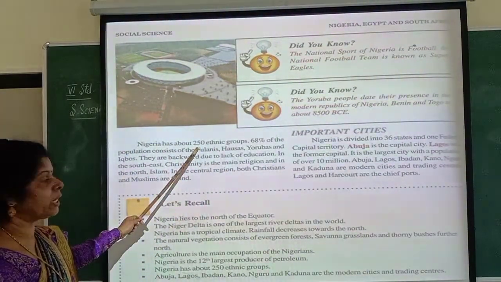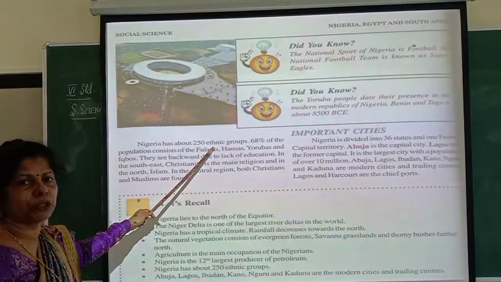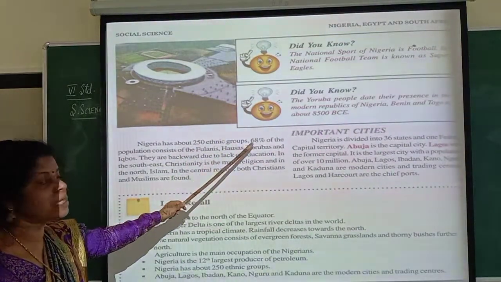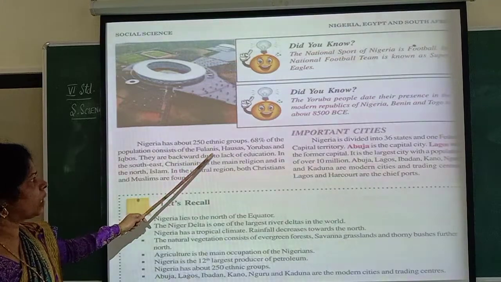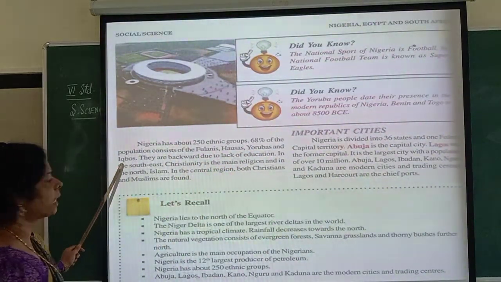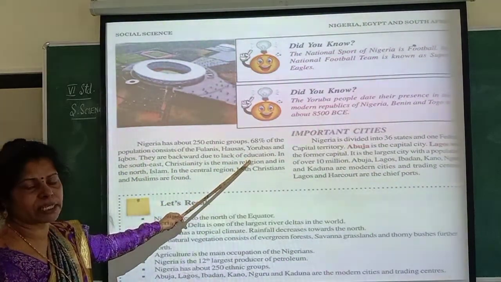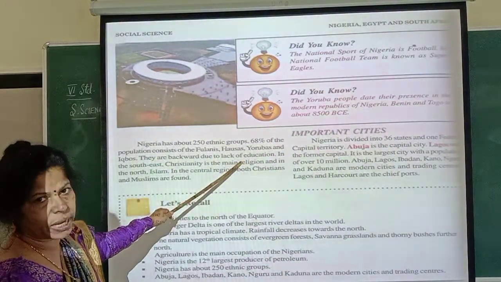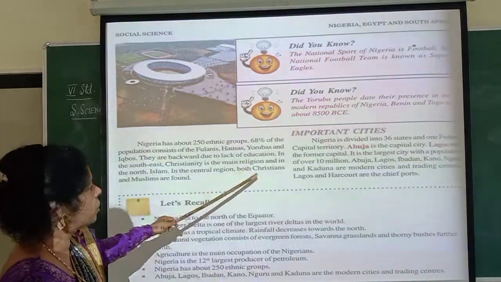So 250 ethnic groups means varieties of people. They have different groups, communities. So there are about 250 communities. Out of that, 68% of the population consists of the Fulanis, Hausas, Yorubas and Igbos. They are backward due to lack of education. See, everything is good there, but education is not to that extent. That is why they are backward due to lack of education.